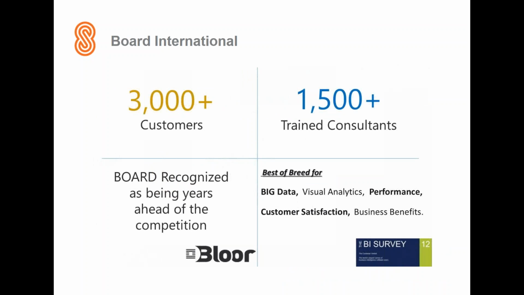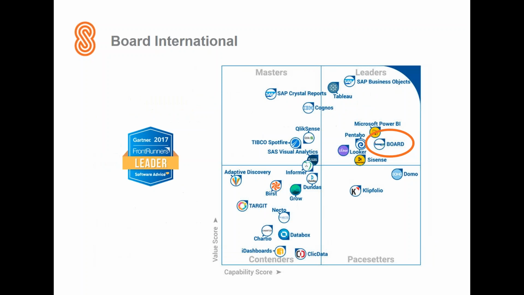First, some background information on Board. Board is a Swiss multinational with more than 20 years of experience. They have more than 3,500 customers and over 1,500 trained consultants. Board has been recognized as a tool that's years ahead of its competition, as well as being the best of breed regarding big data, performance and customer satisfaction. Recently, Board has also been named as a leader in the Gartner's Frontrunner Quadrant. This is especially meaningful since it's completely based on end-user ratings and reviews.